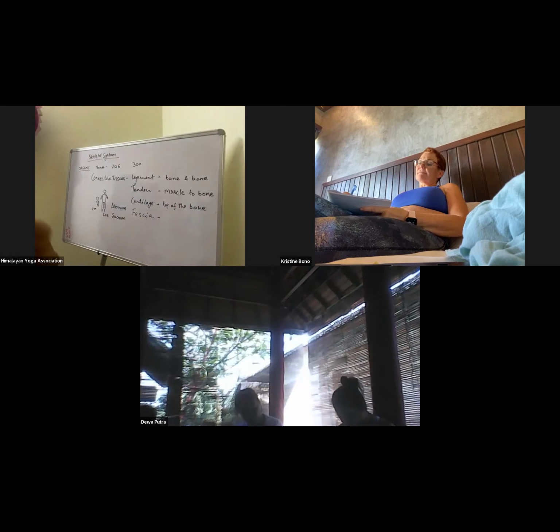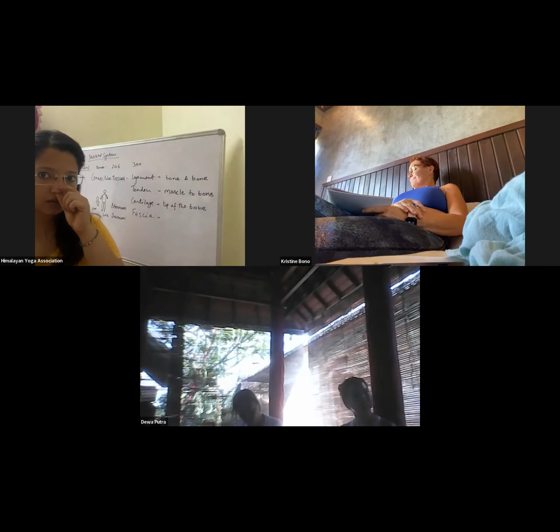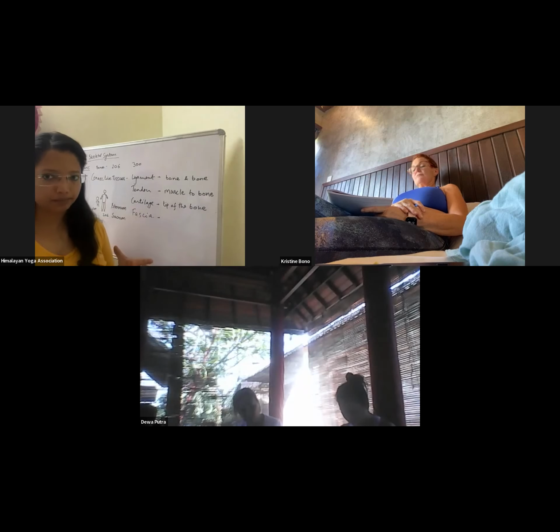Cartilage is present at the tip of the bone. Like here, this is cartilage. And then on the long bones, like we have our knee joint.